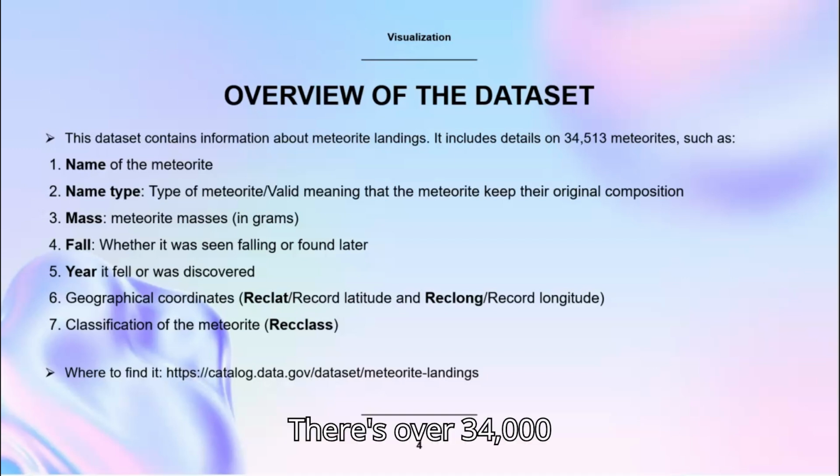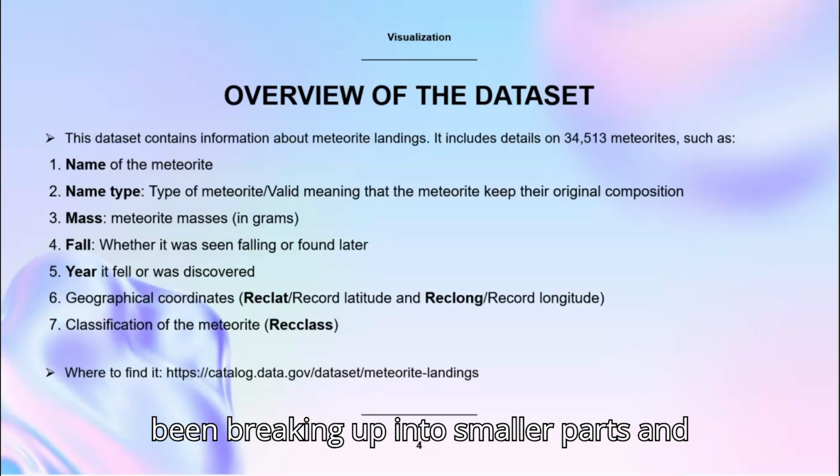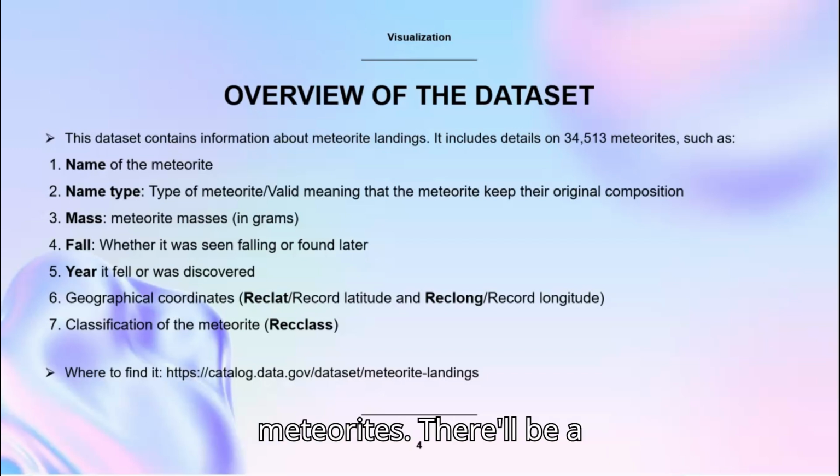There's over 34,000 meteorites that it talks about. A lot of them are larger meteorites, but they've been breaking up into smaller parts, and you can see that within the names of the meteorites.